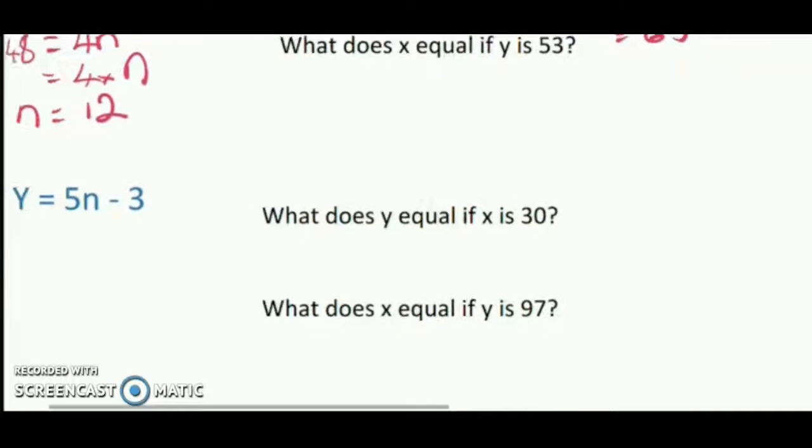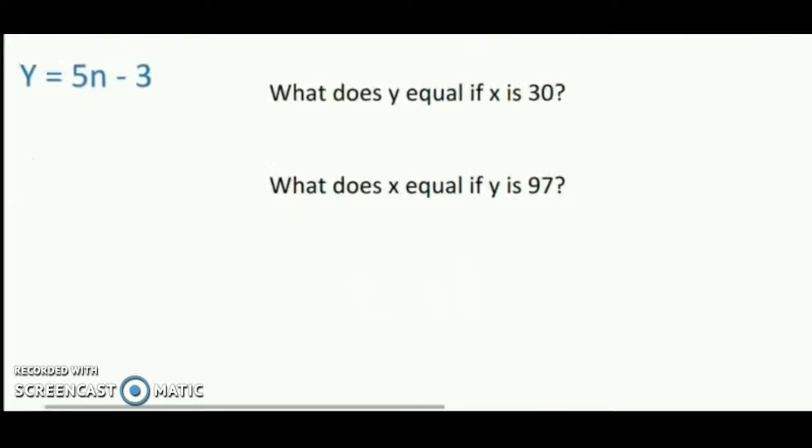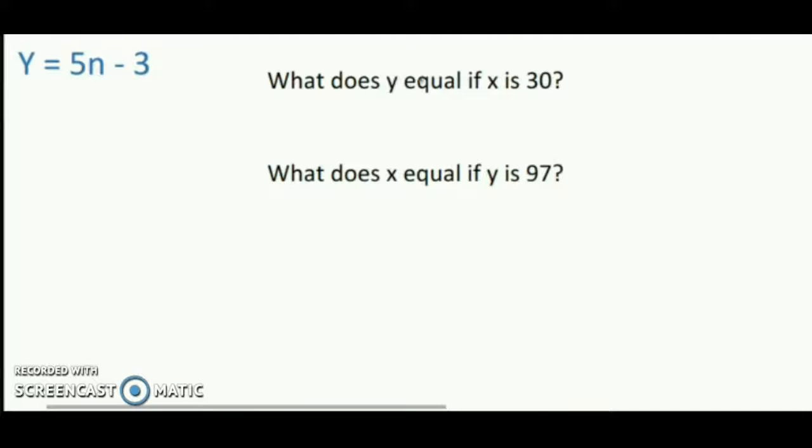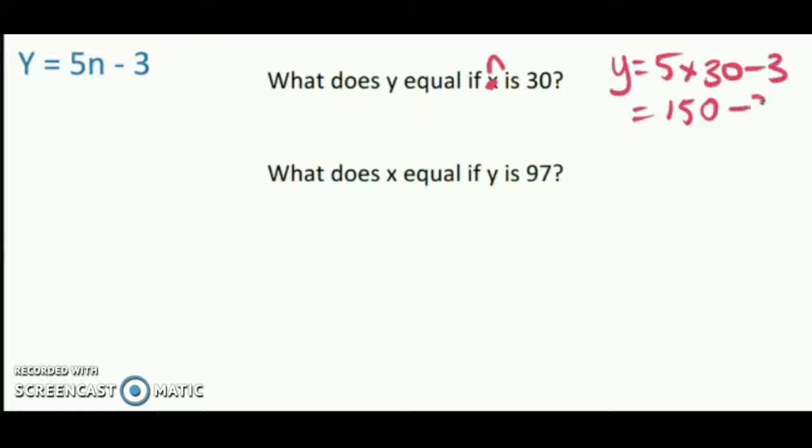Righty-ho, one more example. So here we go. What is y equal if x is 30? Y is equal to 5 times n, that should have been n, 5 times 30 minus 3. 5 times 30. 5 3s are 15, and we'll put the 0 on the end. 150 minus 3, 147. That's what y is equal to.